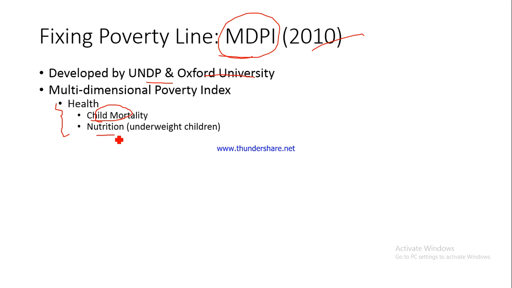Then the nutrition indicators are also taken to create the health sub-index, and nutrition is estimated through finding out the proportion of underweight children. Naturally, if somebody is not getting proper nutrition, he or she would be underweight. So just by looking at the proportion of underweight children in the overall population of children, we can find out about the quality of nutrition. So underweight children become a proxy for the quality of nutrition, and this contributes to the health sub-index within the multidimensional poverty index.